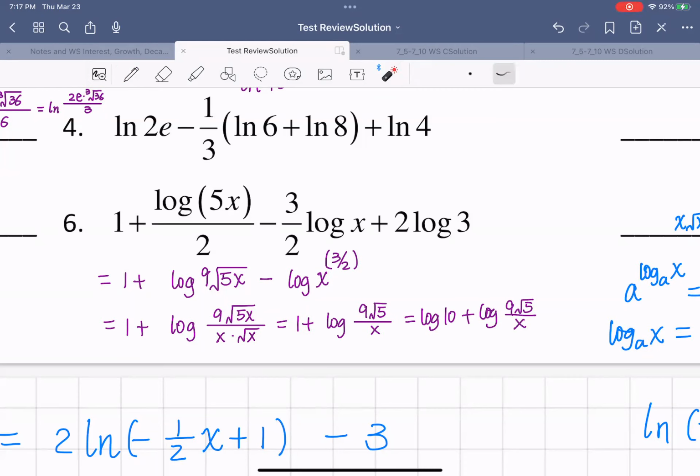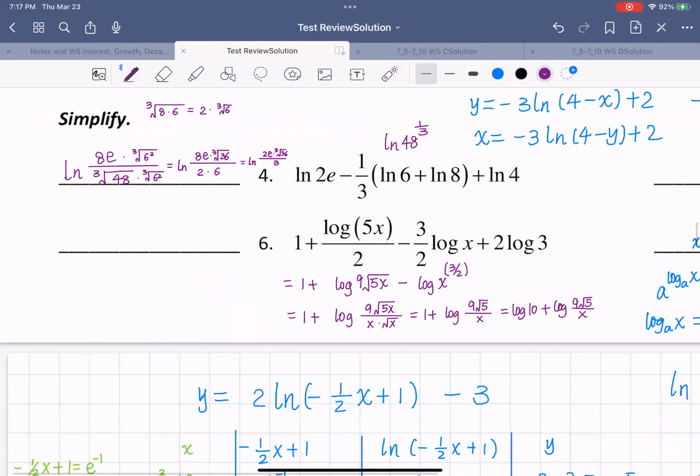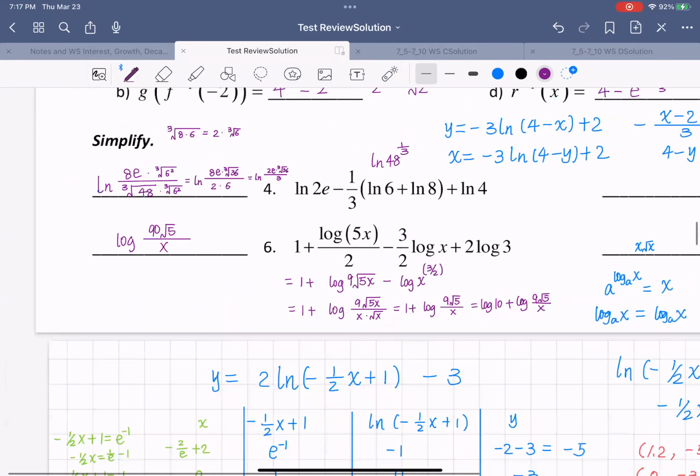And last step, you will put this 10 times this, right? So this becomes log, and then on the upper part, you have 90 times square root 5. On the bottom, you have x.